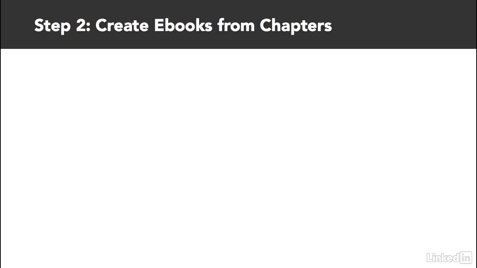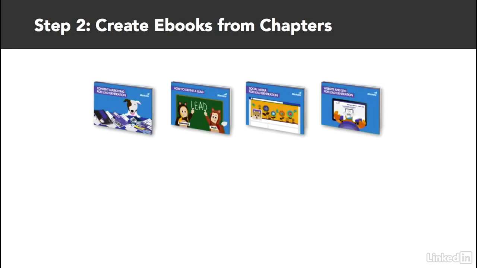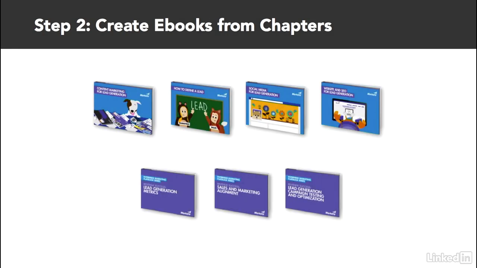Step 2, create ebooks from the chapters. So what we did is we took that one piece and we broke out each of the individual chapters to create additional ebooks. Each of them have different covers and different titles, so they differentiate themselves. You can see the common theme going throughout all the ebooks. However, they are shorter and they are on different topics, so it is more content that you can source out and promote.